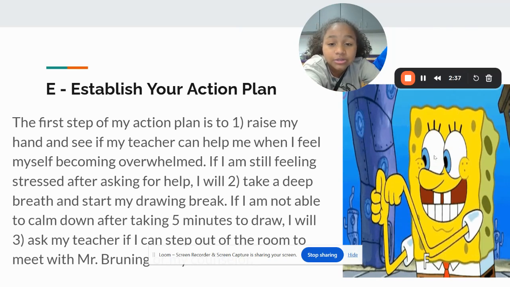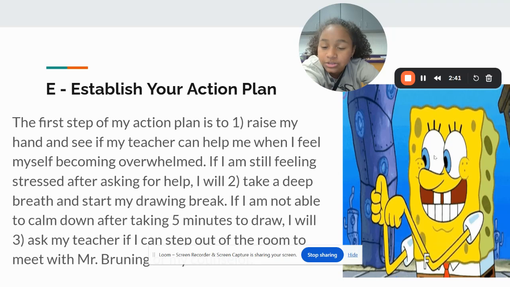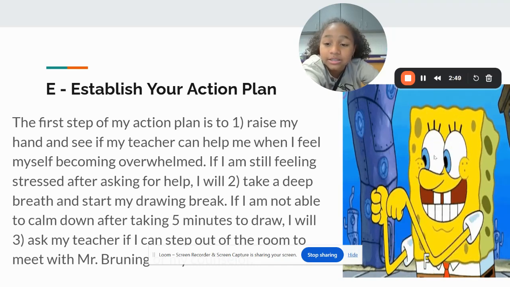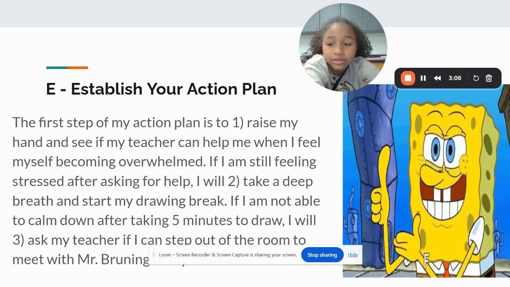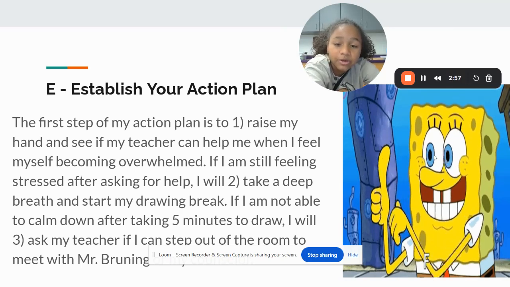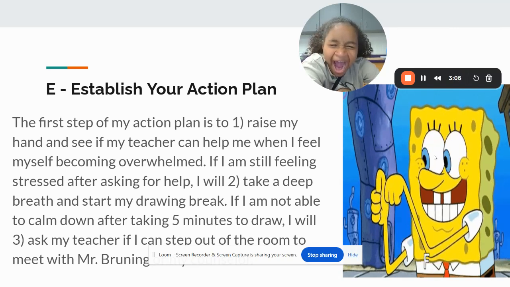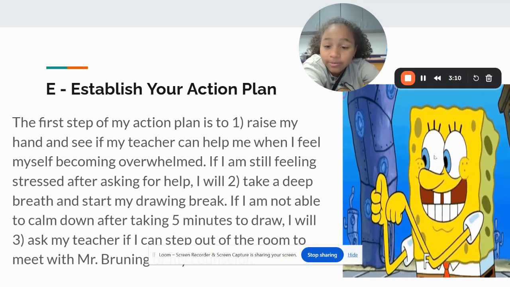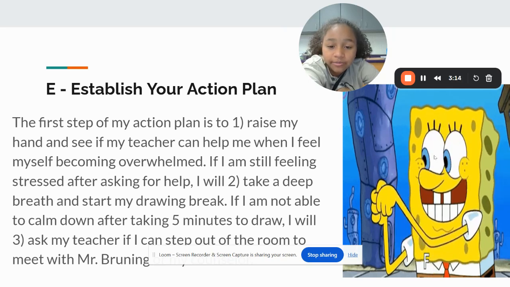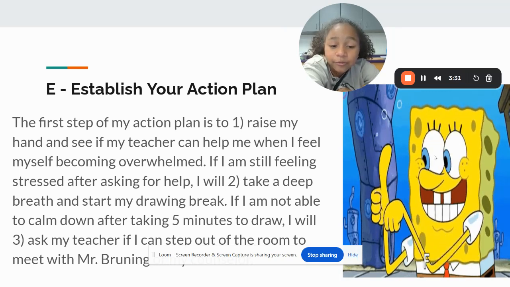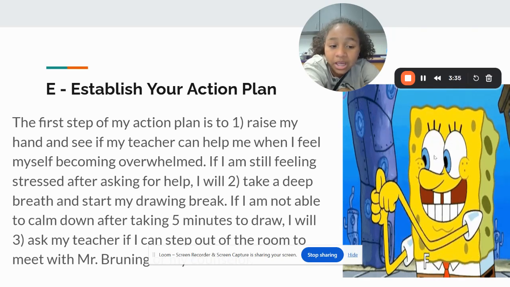Establish your action plan. First step of my action plan is to raise my hand and see if my teachers can help me when I am feeling myself becoming overwhelmed. If I am still feeling stressed after asking for help, I will take a deep breath and start my drawing break. If I am not able to calm down after taking 5 minutes to draw, I will ask my teacher if I could step out of the room to meet with Mr. Bruning or my counselor.